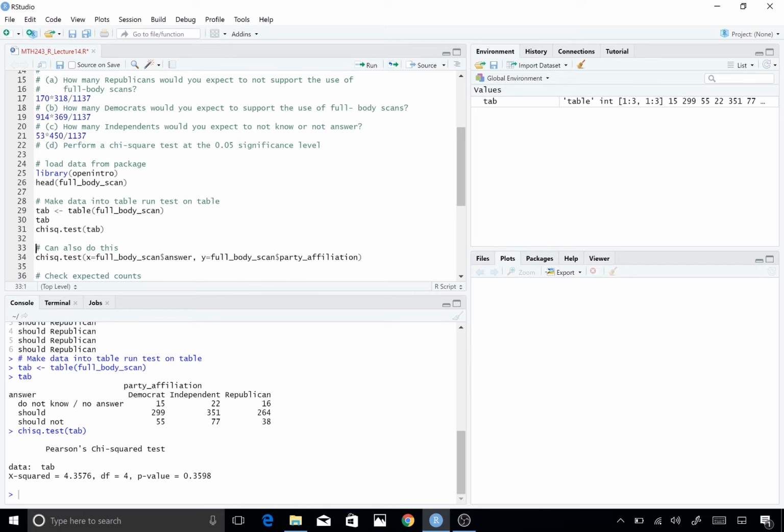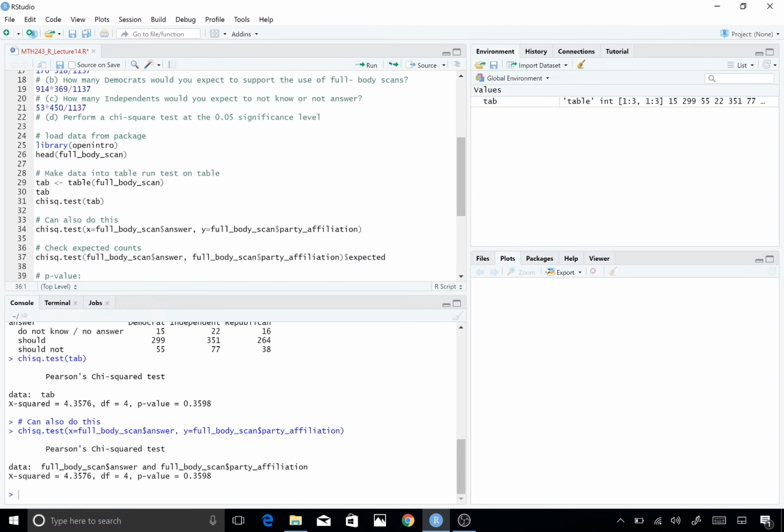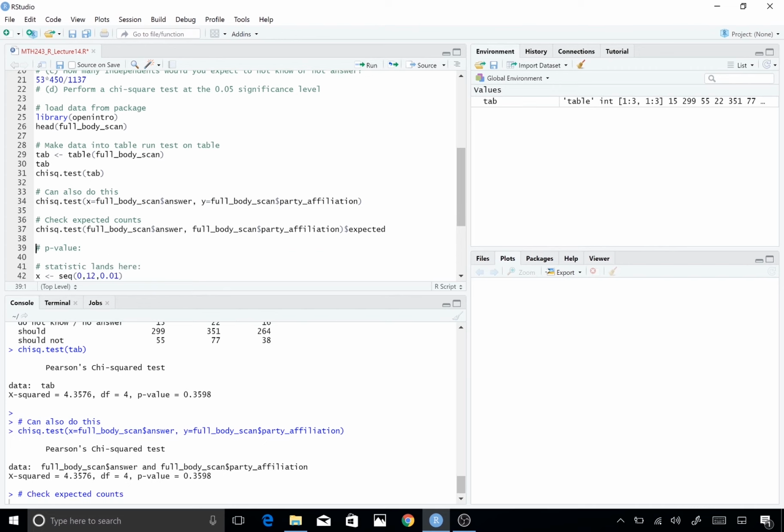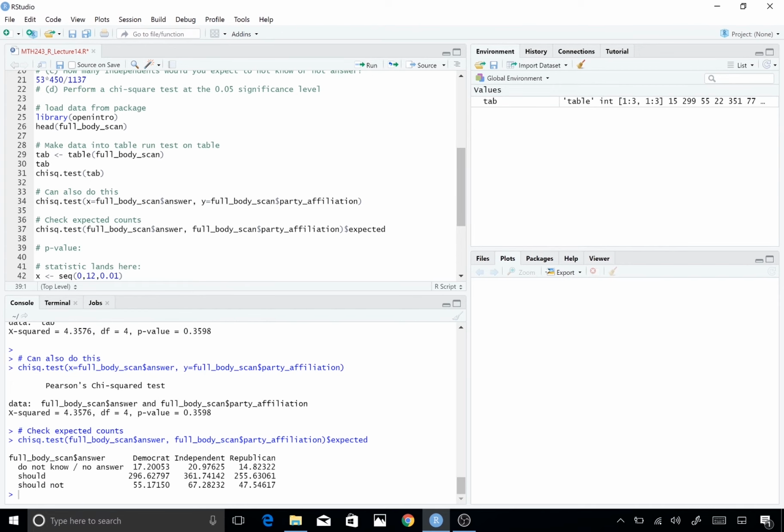We cannot conclude that party affiliation is associated with opinion of full body scans. Another syntax I can use is this. If I tell it that X is one categorical variable, Y another, I get the same output. If I put $expected at the end of this chisq.test, it will give me the expected counts for each cell. And this gives you a quick way to check the assumption that your expected cell counts are all at least 5.